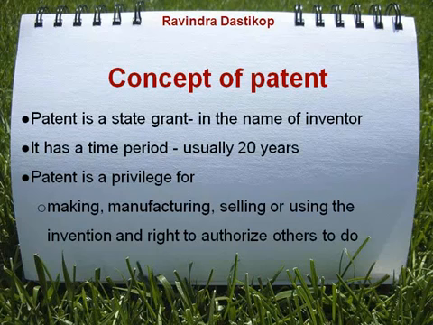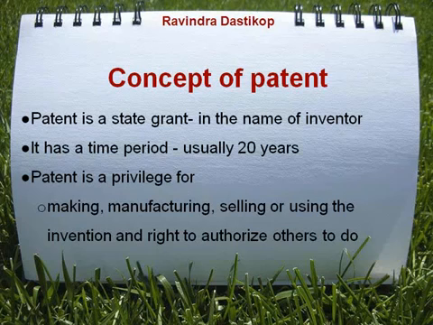So look at this, patent is a state grant. State means it is given by the government. And to whom does it give? In the name of the inventor. That means if Einstein comes with a particular idea or Edison comes with an idea, the respective government will give him a right, and that's called patent. It is for a time period. Unlike the copyright, the validity of patent is only for 20 years.